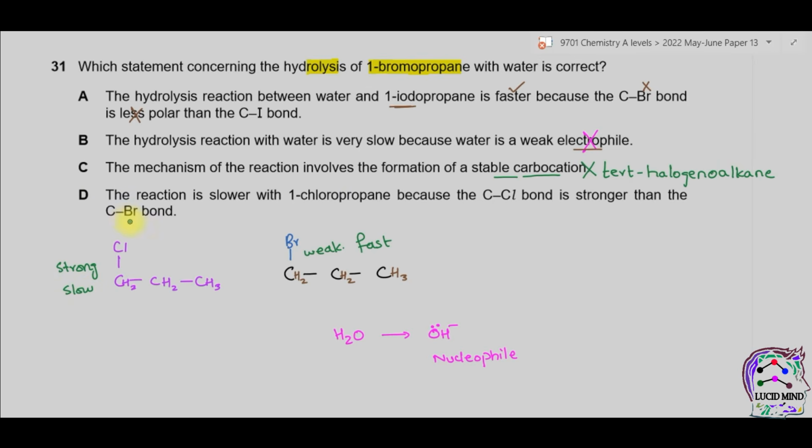So part D seems to be correct. Now what will happen, that OH negative, it will replace this Br to form alcohol. Correct answer is therefore D.